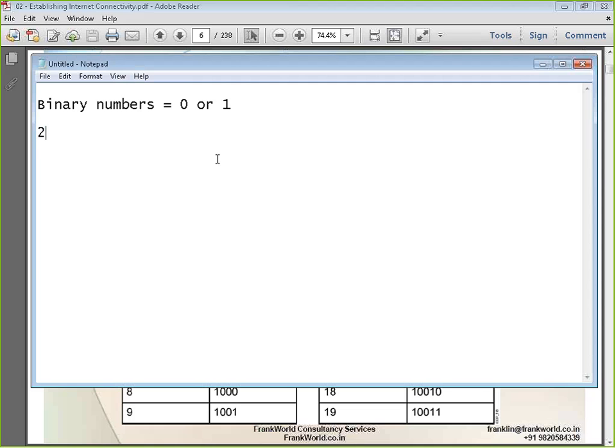So that table would be 2 raised to 7. That's where it starts off. Then you have 2 raised to 6. I'll explain it to you, but just let me make a note of it. 2 raised to 5, 2 raised to 4, 2 raised to 3, 2 raised to 2, 2 raised to 1, and then 2 raised to 0.